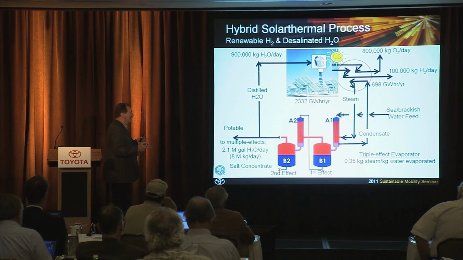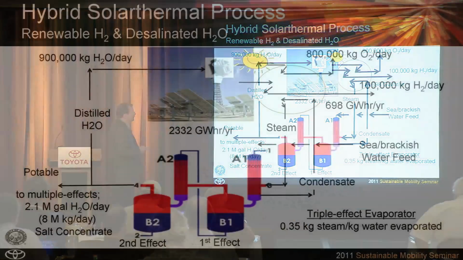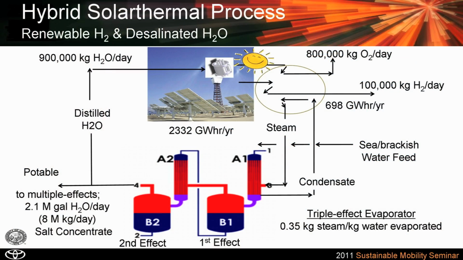Now, here's what the triple play looks like in practice. So here you have the solar field, the heliostat field. You have your receiver, and I'm making 100,000 kilograms of hydrogen a day. It requires 900,000 kilograms of water to be fed. I'm also producing 800,000 kilograms of pure oxygen, and maybe there's some value for that. I'm going to bring in seawater, and I have a heat exchanger here. And what I'm going to do is take that. I have a recirculating distilled water system.